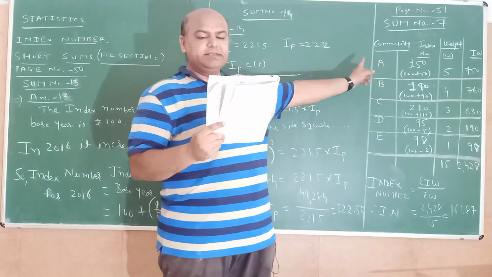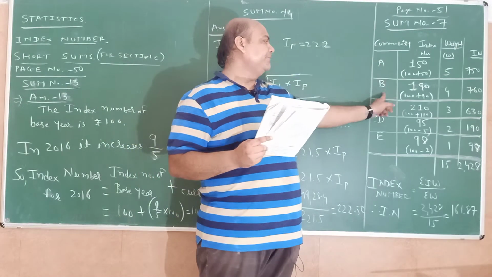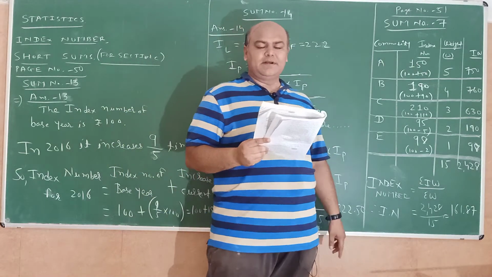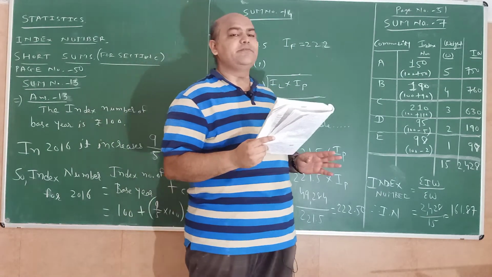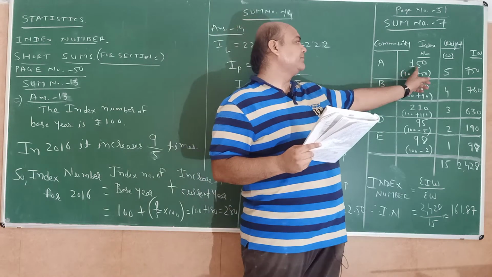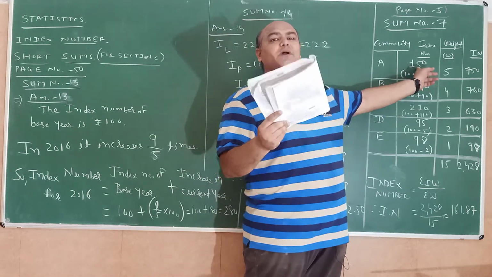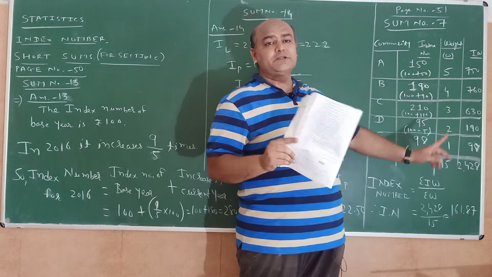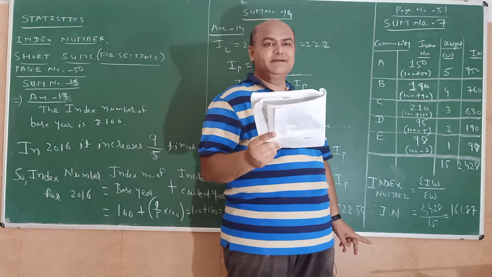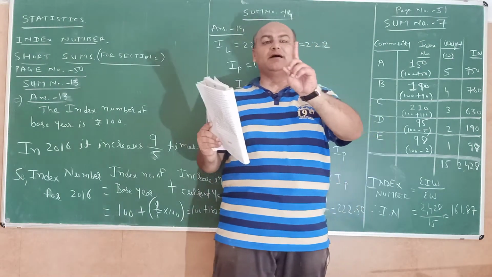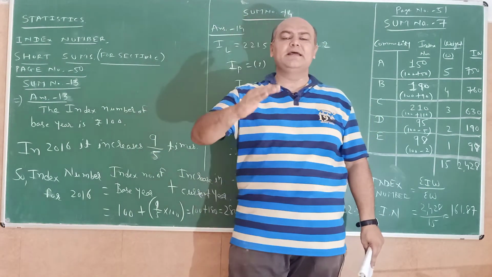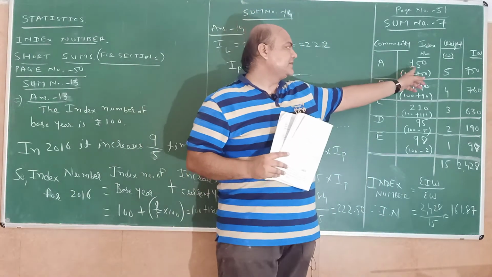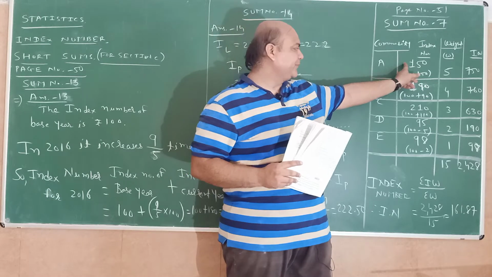There are 5 commodities, so here I write commodity A, B, C, D and E. The next column is index number. First, increase by 50%, so the index number is 150, that is 100 plus 50. Why 100 plus 50? Percentage increase is there, so we have to add it to the 100. If percentage decrease is there, then deduct it from 100. So the index number is 150.